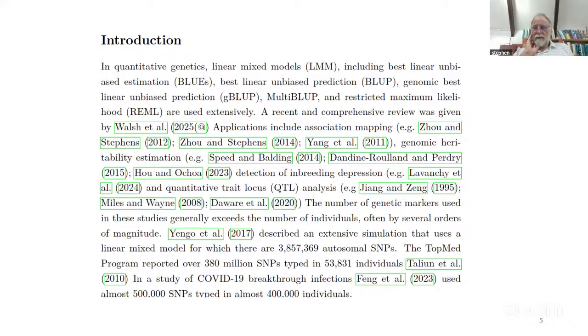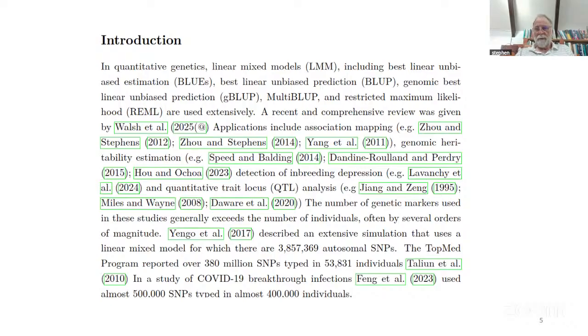And what's on the remainder of this slide is really about how many SNPs there are. There's an example here where there are nearly 4 million SNPs, which would mean fitting 4 million models. And each of these models is not small, because in that case we've got quite a number of individuals. But the TOPMed program has 380 million SNPs. So that's 380 million models that we need to fit to nearly 54,000 individuals.